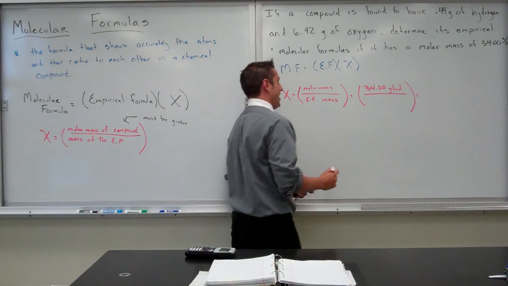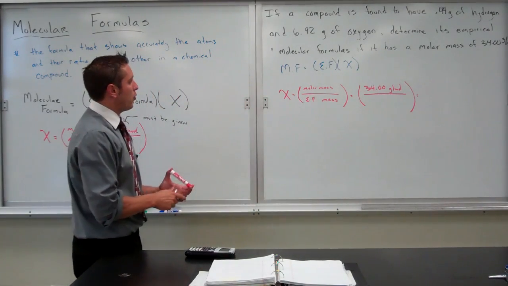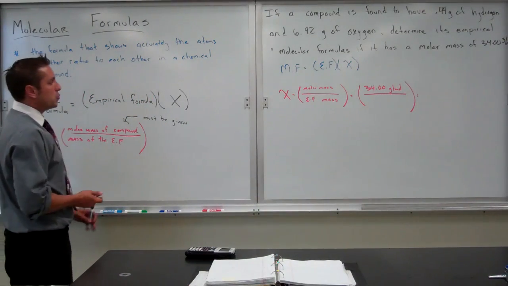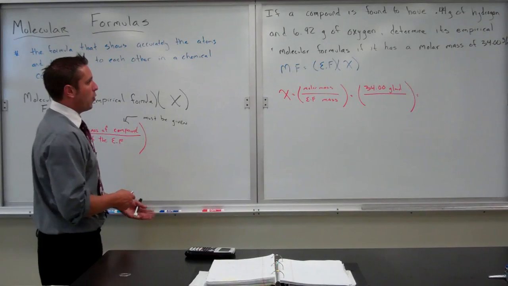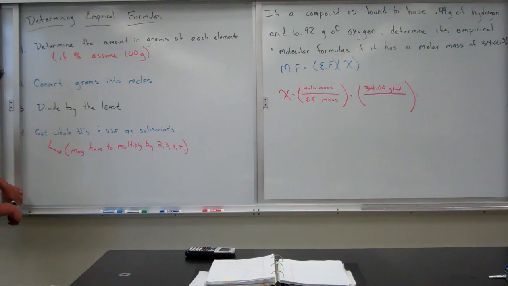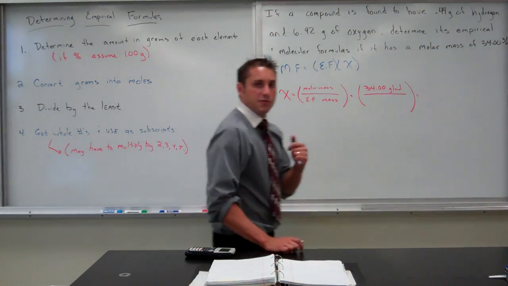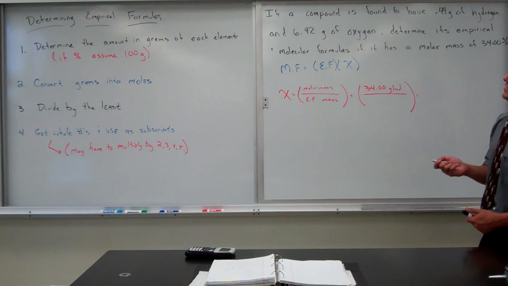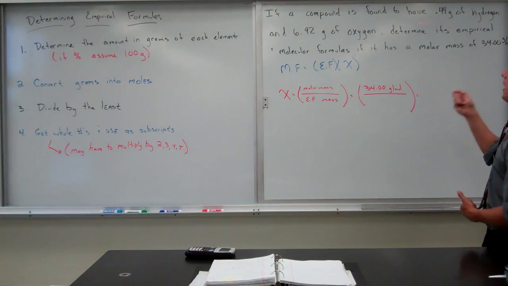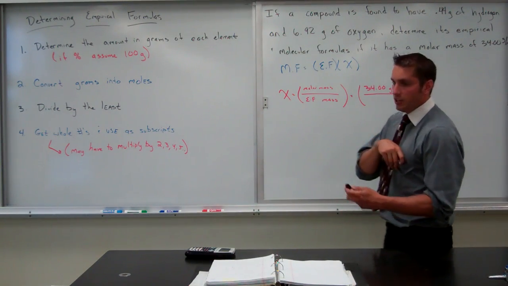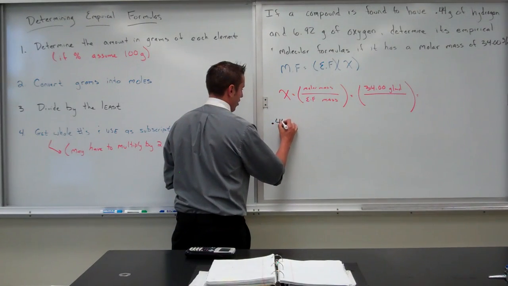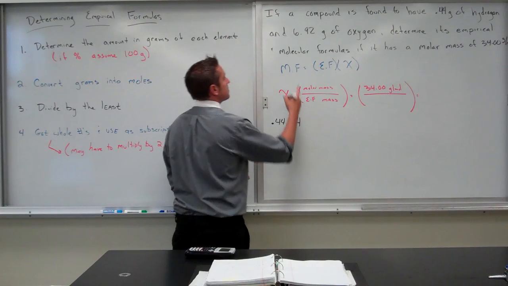The difference this time is I don't know what my empirical formula is, so I can't simply add it up off the periodic table. That means we're going to have to solve an empirical formula problem based on the other data that we have. So we'll slide this to the side, and we'll refer back to our steps for getting empirical formulas. First thing says is determine the amount of grams of each element. Well, I see 2 amounts of grams, 0.44 of hydrogen and 6.92 of oxygen. So we'll start with those. They're not percentages, so we can use them just as they are.